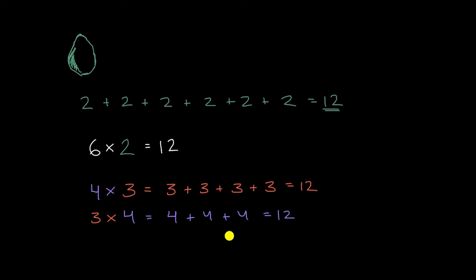So this is interesting. At least for these two examples, I got to the same thing. 4 times 3 got me the same result as 3 times 4. Interesting. I wonder if that's always true. But anyway, big picture from this video is that you can view multiplication as repeated addition.